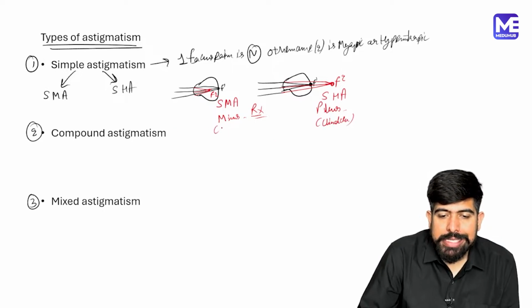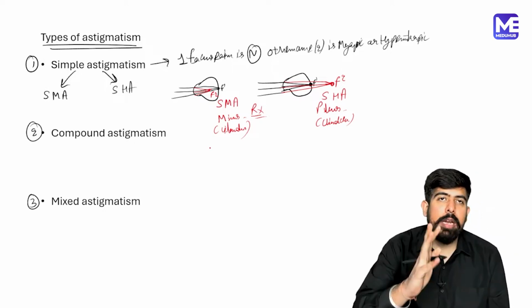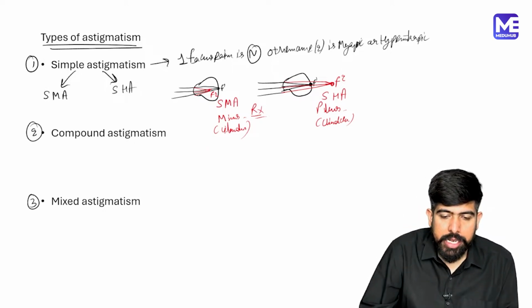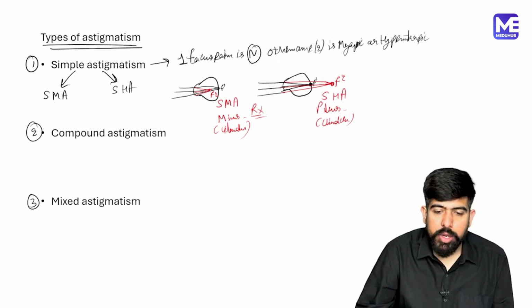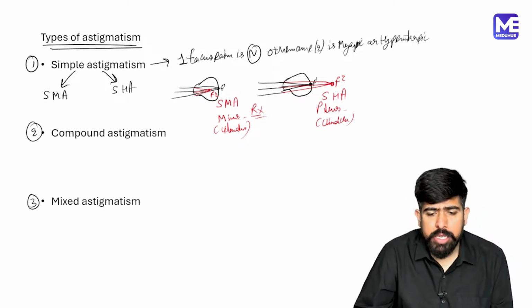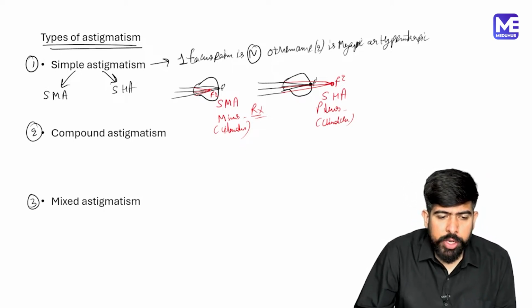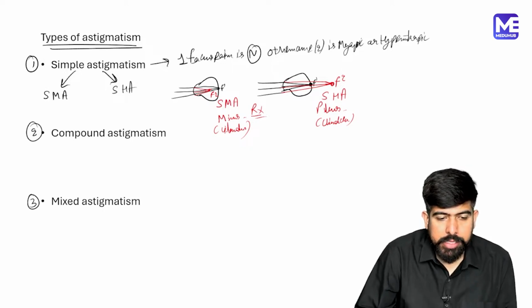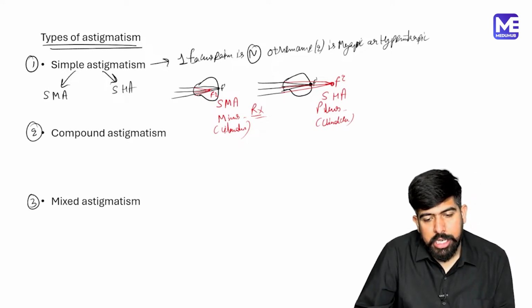What is the meaning of cylindrical? The cylindrical power has power in only one axis. The power is only in the one axis. So in this condition, we're going to use the cylindrical lenses.